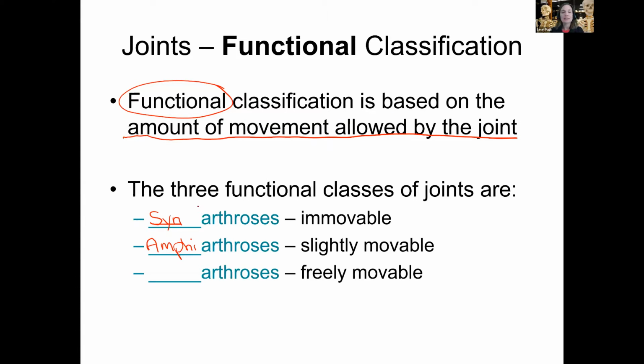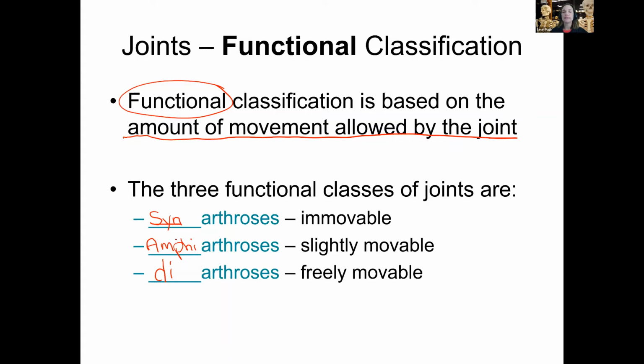So it's slightly movable. And the way that I remember amphiarthroses is I think amphi, and I think this is really weird, but I think amphibian. And an amphibian can live on land and in the water, so it can kind of do both. So I always think of an amphiarthrosis as sort of in between something that's immovable and freely movable, right? It can kind of do both, so it's in between. And then the last one is a diarthroses.